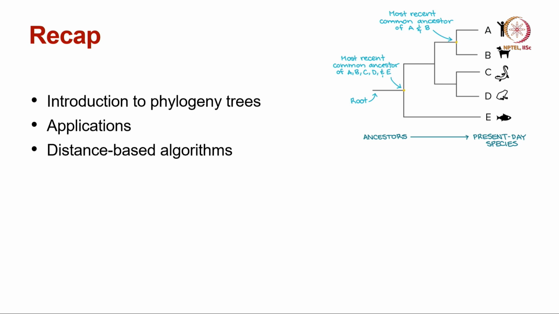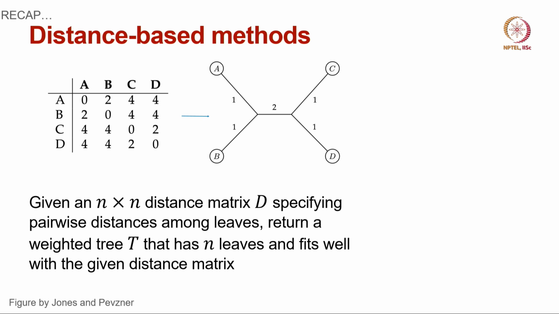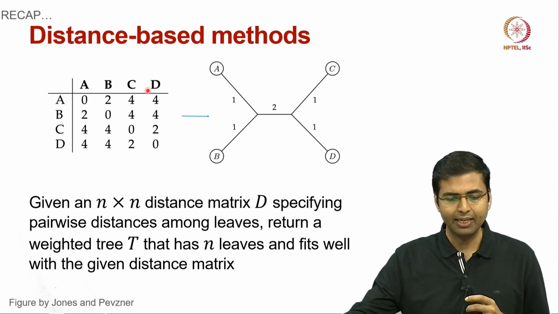right. So in the distance based algorithms, remember that we were given a pairwise distance matrix between all species, and using those distances we were looking for the tree that fits the data. So here we were given an n cross n distance matrix and we were looking for a tree that fits the given distance data. So we looked at various properties like how to solve this problem and when is this problem feasible to solve exactly and so on.